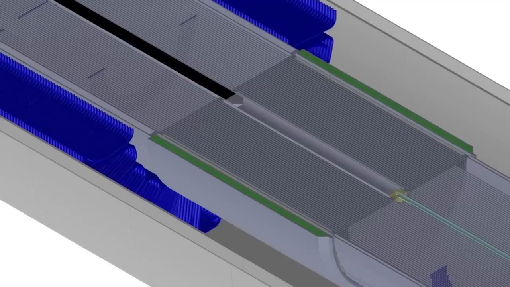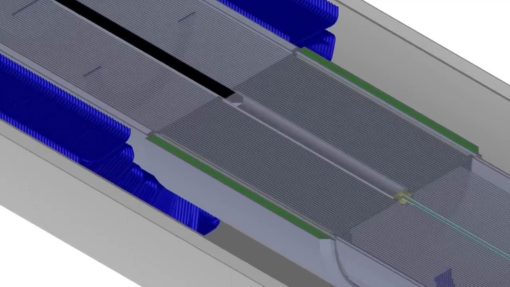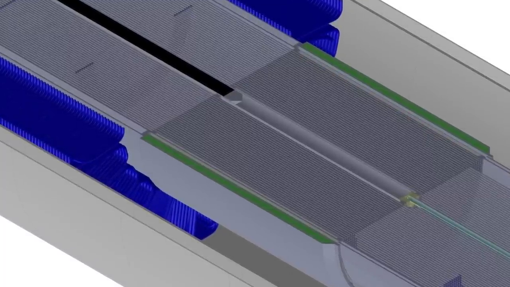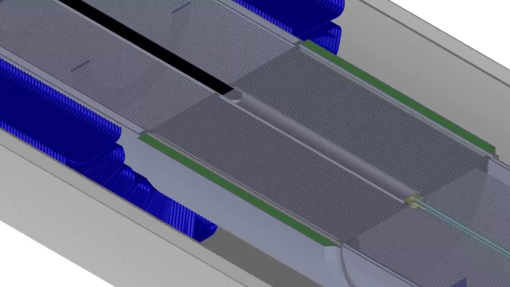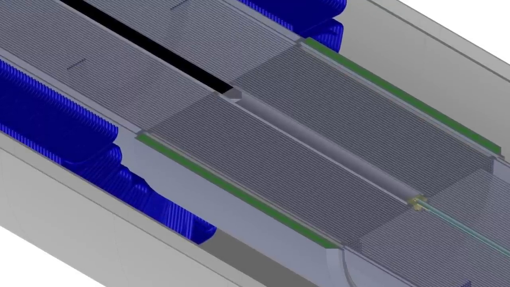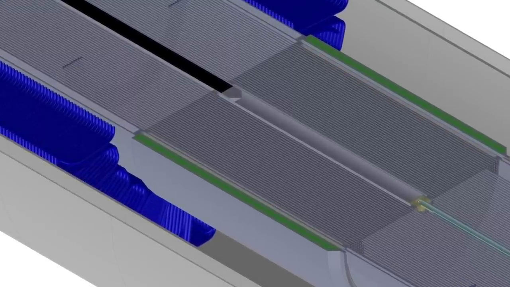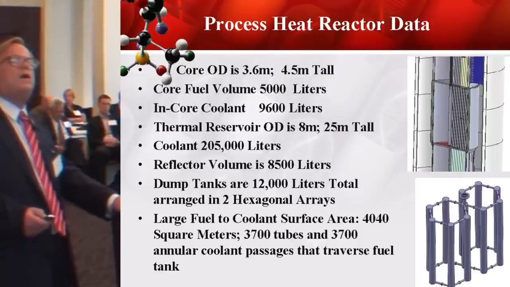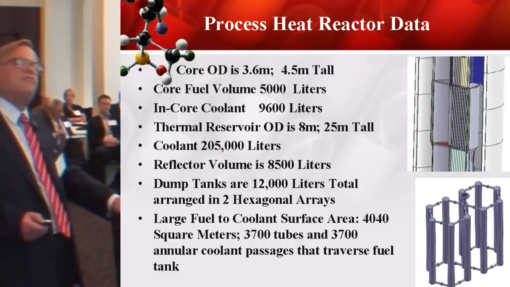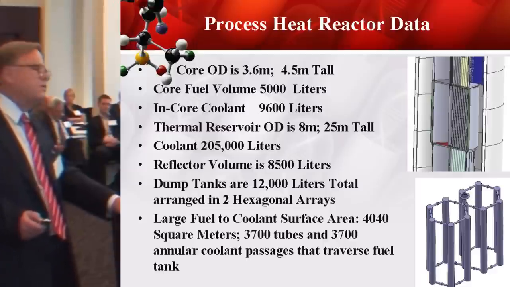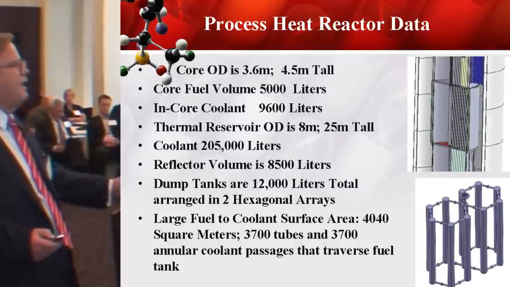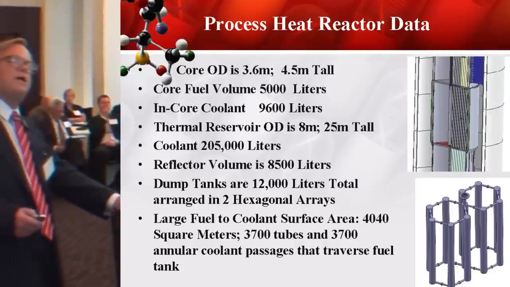Here's the detail on the core, detail of this plunger, the idea of the safety rod coming down and displacing the liquid fuel. And you'll see there's a big number of pipes there. Those are the coolant being pumped through this core. This is our size information. With this iteration, this big one, our core is 3.6 meters in diameter and 4.5 tall. We have a pretty good fuel volume, so this allows me to run it pretty lean. I don't need to have a lot of fissile in the fuel to make it go.